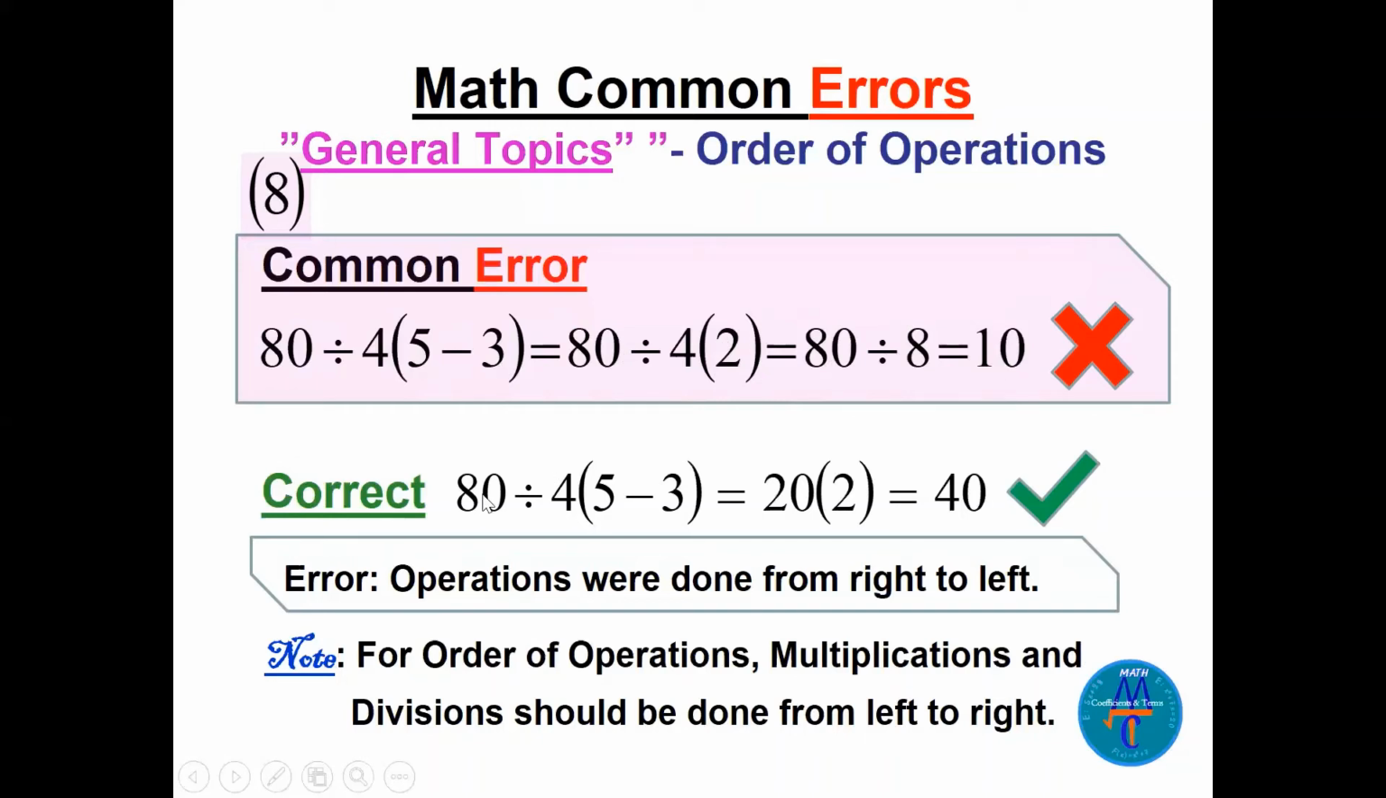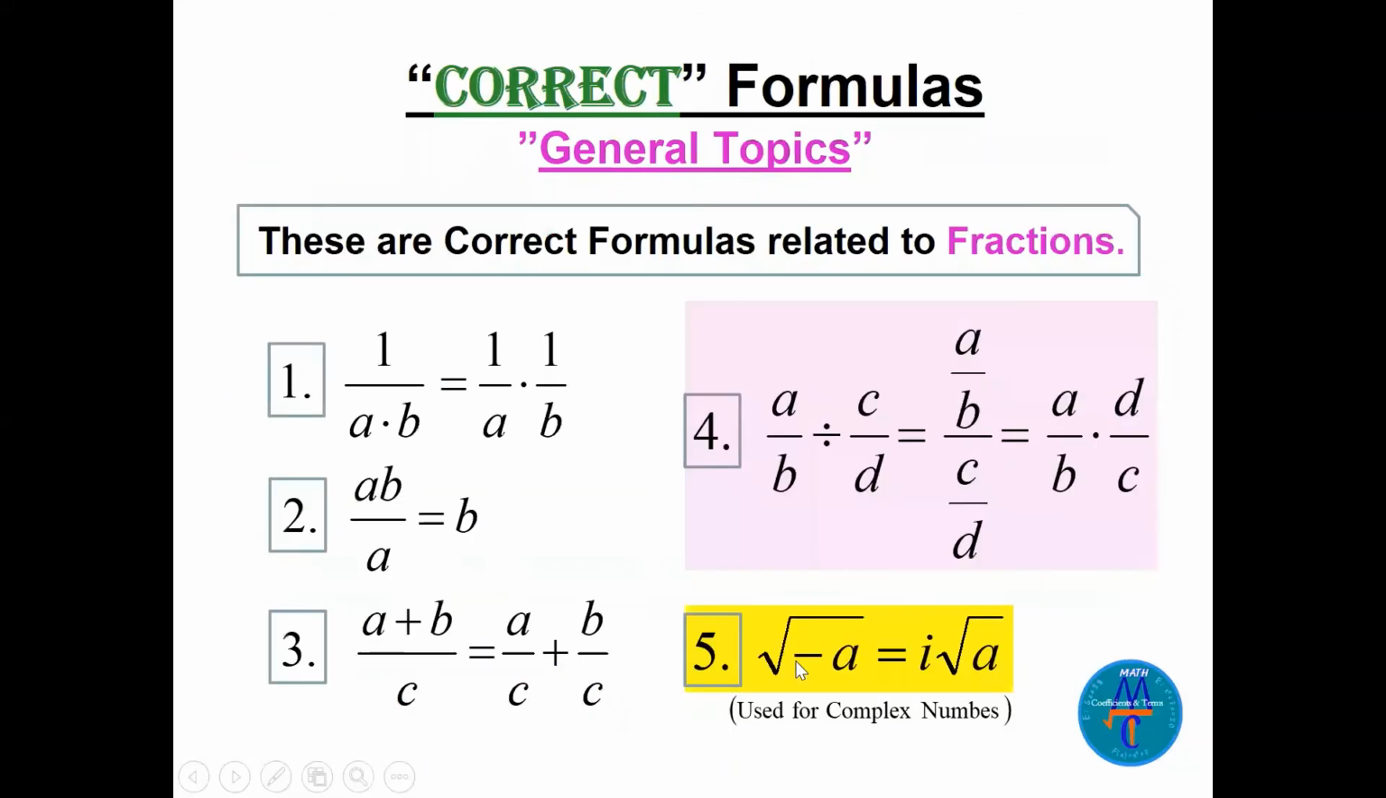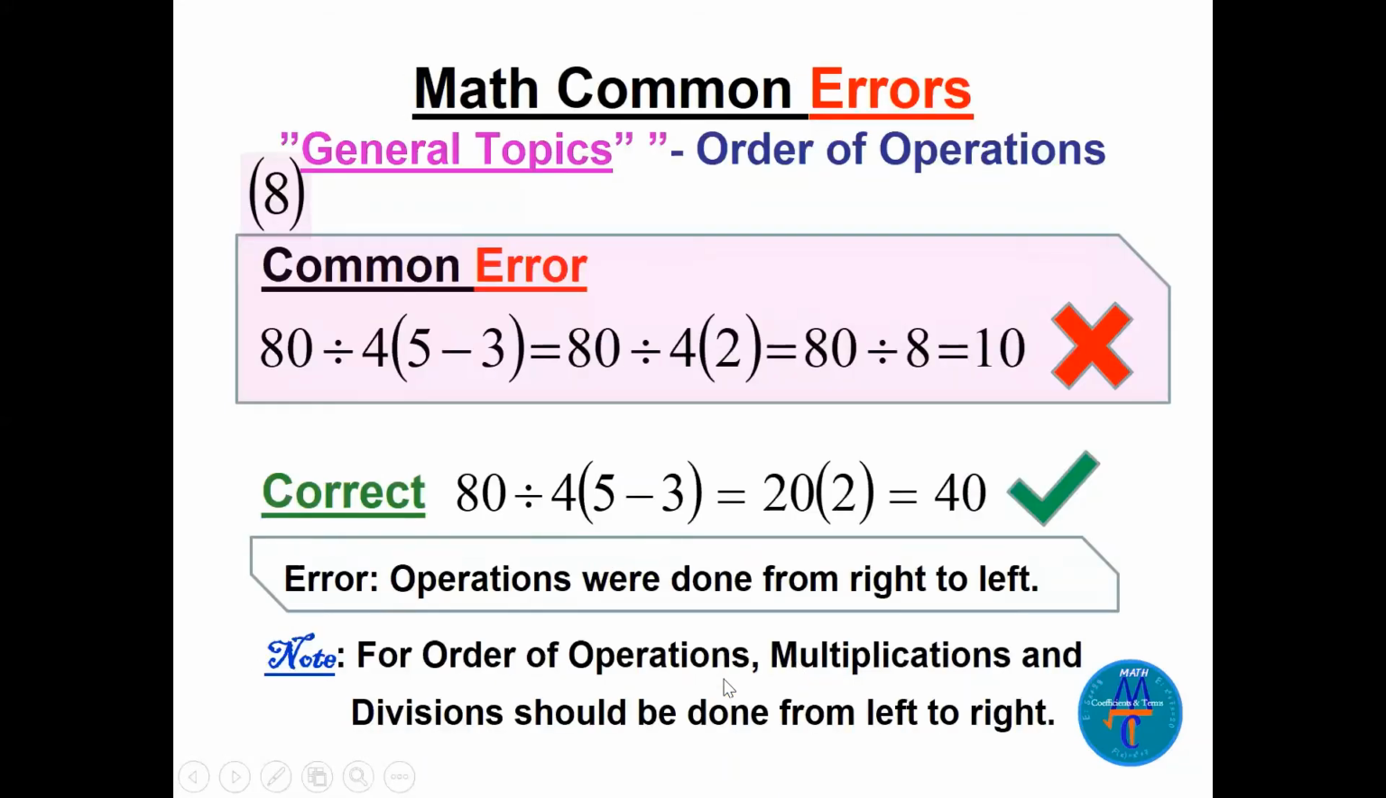Now let's see why. 80 divided by 4 times the bracket here, 2. We have 80, see the number here, divided by a number, and then that number multiplied by another number, 2. In the order of operations, we do multiplication and division. Let's continue this one. We do multiplication and division from left to right. Whatever comes first, we do. But they should be multiplications and divisions on the same level.